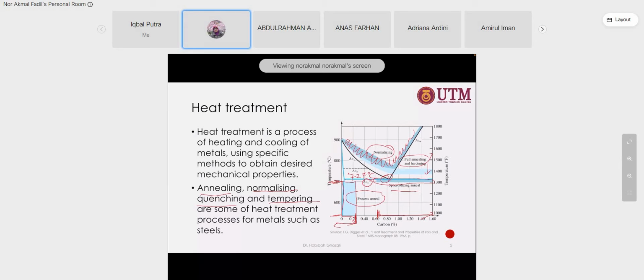It is about 50 degrees Celsius above the AC3 line. Okay, and for full annealing, different types of composition have a different range of temperature. For example, if your composition is from 0 until 0.8, you select a temperature in this region. But if your alloy is a hypereutectoid alloy, you select this range of temperature for the full annealing process.